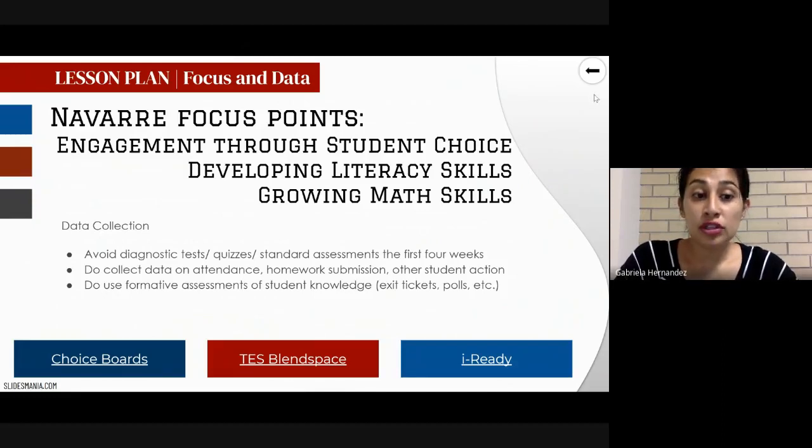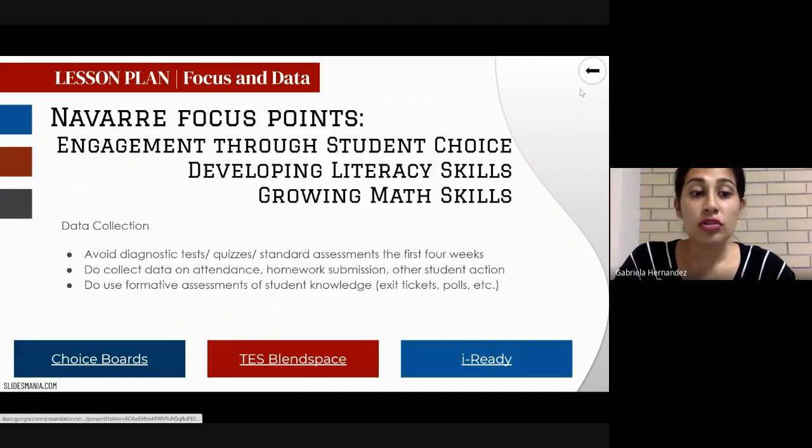But we do want you to collect data on attendance, homework submission, other student actions such as emails to you. Are they showing up to class? Are they engaged? Things of that nature. We also want you to use formative assessments on student knowledge. This means exit tickets, polls, more items that give you a snapshot on where the student currently is when it comes to the content.